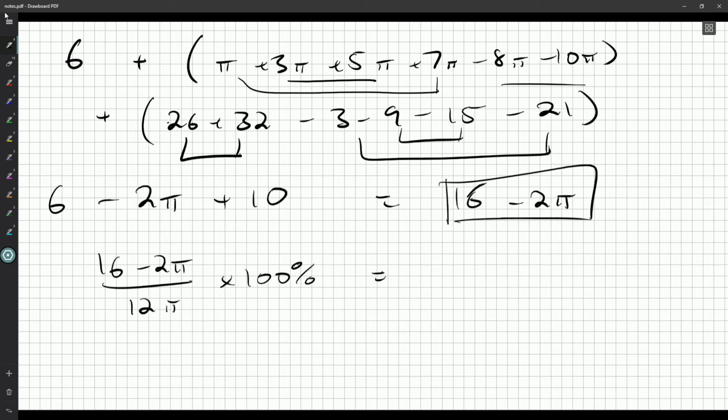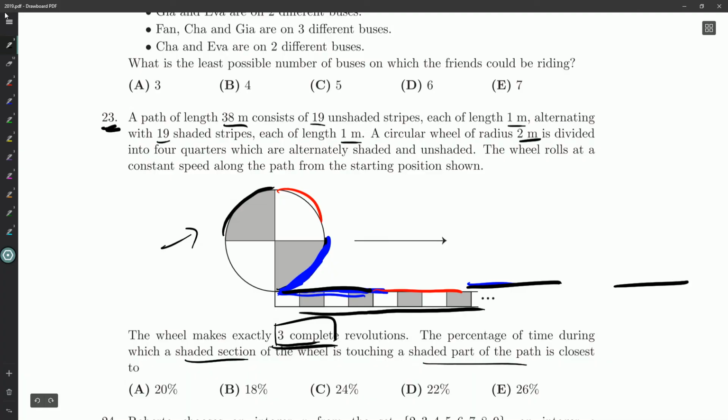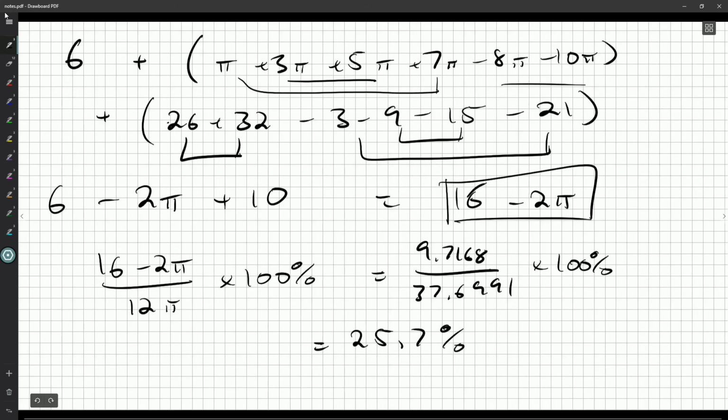So 9.7168 divided by 12 times pi, 37.6991. So 25.7% approximately. I think it was even numbers. They wanted us close to. It's closest to 26, and yeah, there it is. E. That's about 26%. And that's E. So there we go, all tucked away.